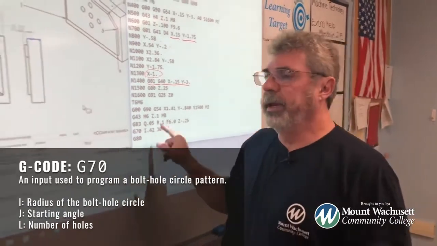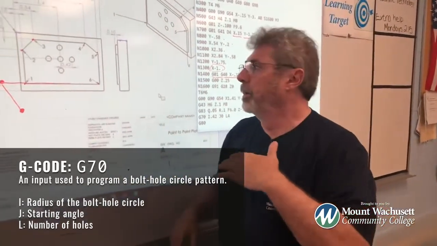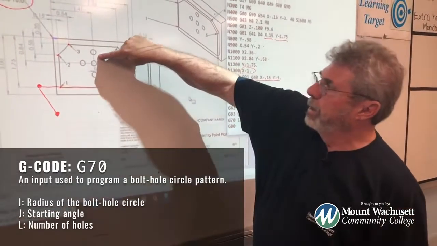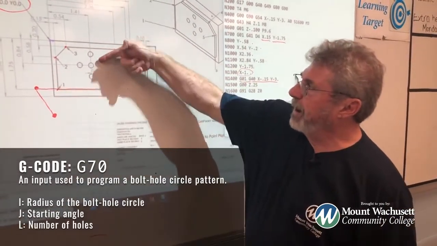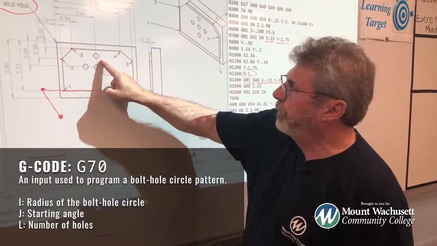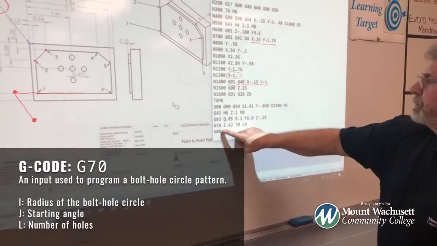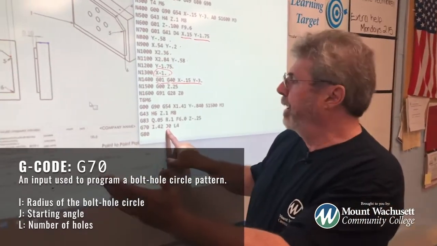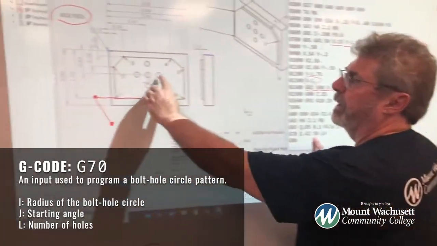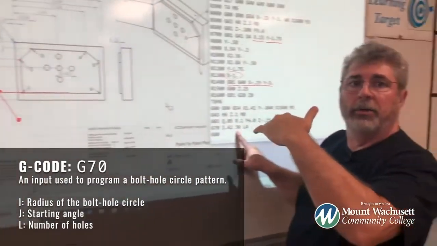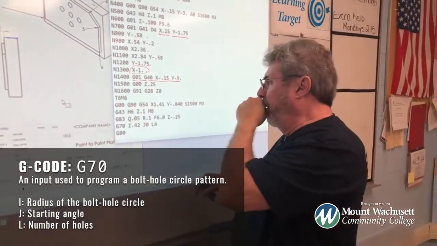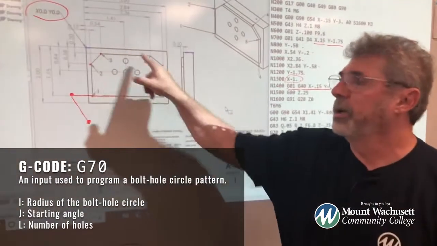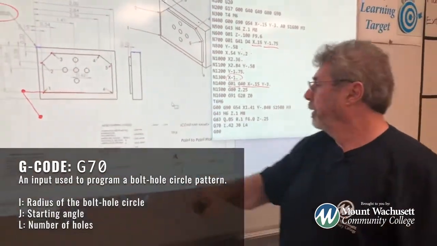J means where's my start angle? I could actually start at this point up here, which is roughly, let's say 45 degrees. So my start angle would be 45. So I would say J45. But for this program right here, I said J0 because 0 is always 3 o'clock, or 3 o'clock is always 0. 4 is the number of holes in your bolt hole circle.